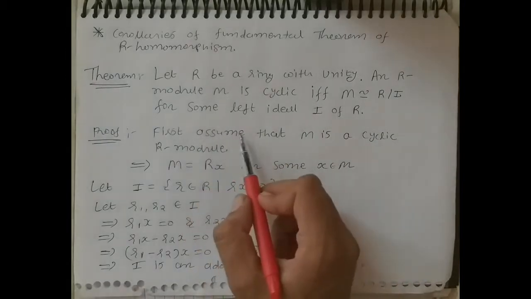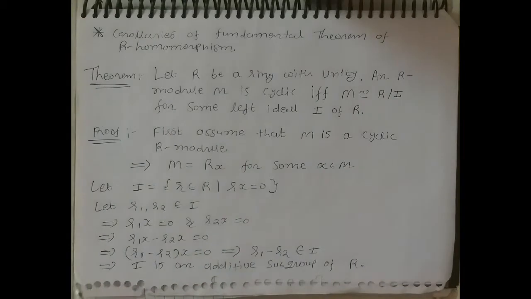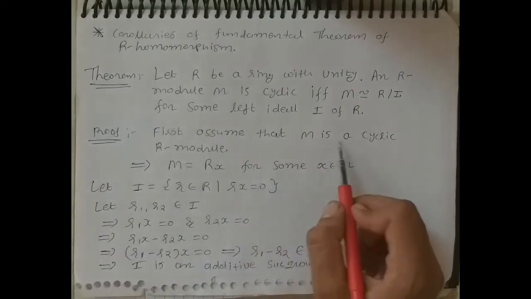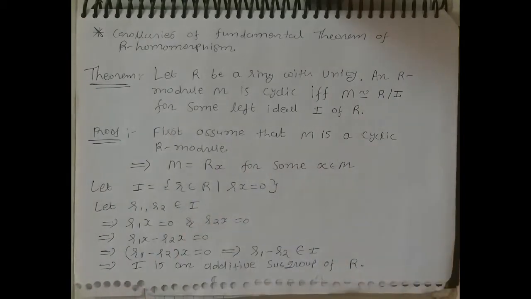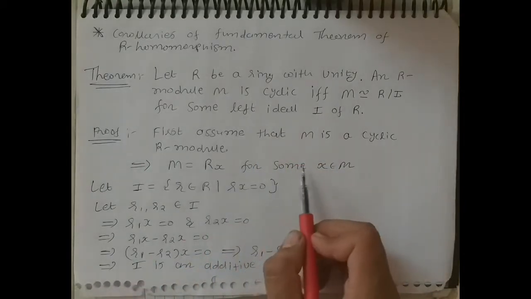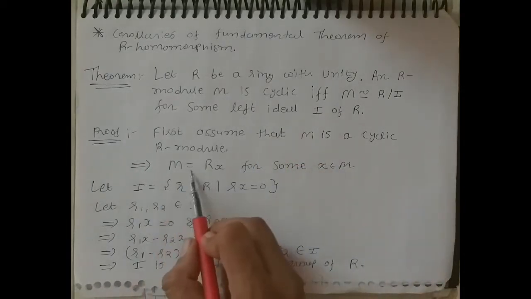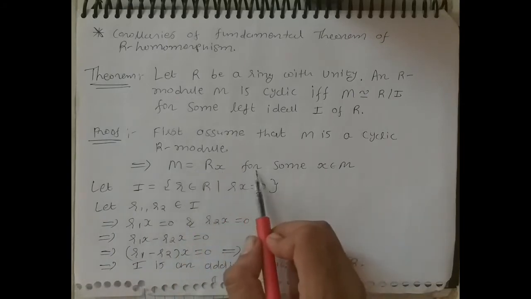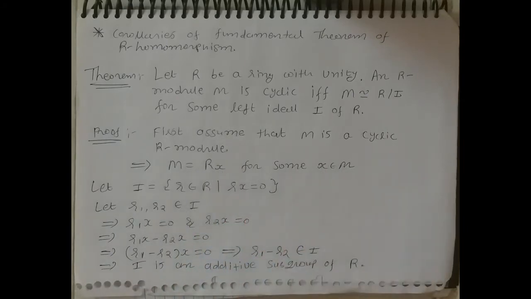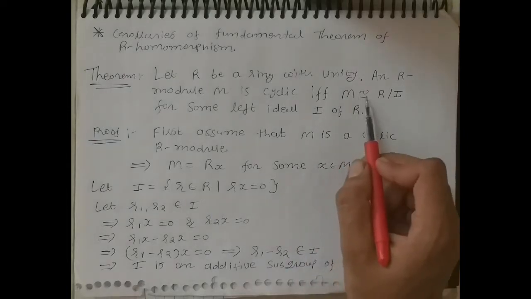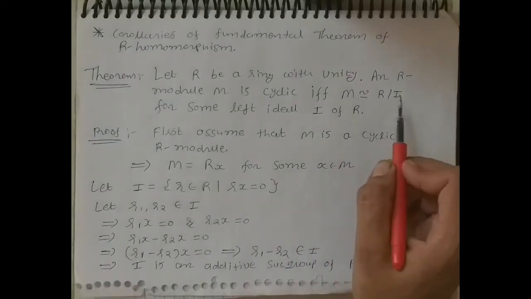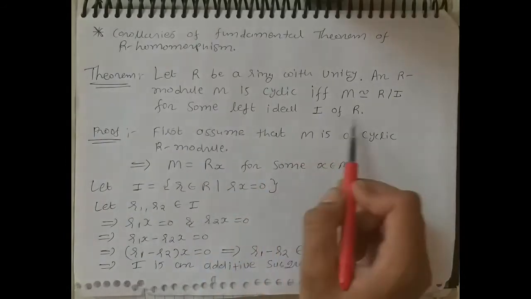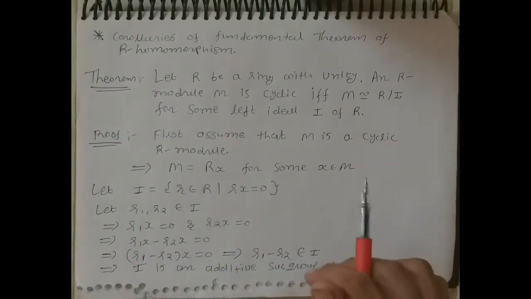First of all, we assume that M is a cyclic R-module. Now M is a cyclic R-module, so it is generated by a single element. So M is equal to Rx for some x belongs to M. Now our aim is to show that M is isomorphic to R quotient I for some left ideal I of R. So we generate I.